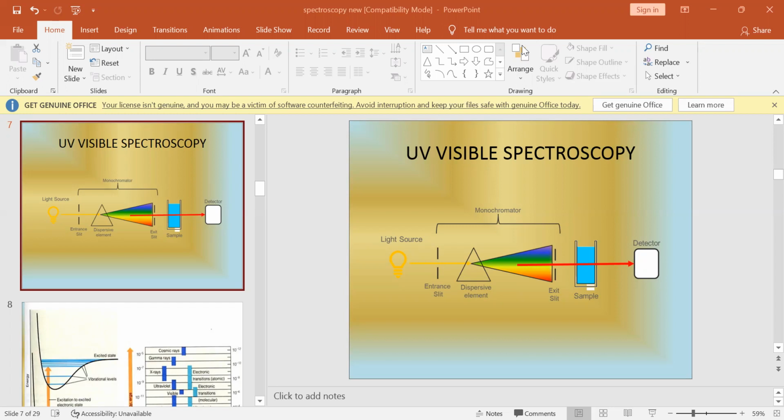In the near UV region, unsaturated compounds will be absorbed. In the far UV region, saturated compounds will be absorbed. In the case of the visible region, colored compounds will be absorbed.